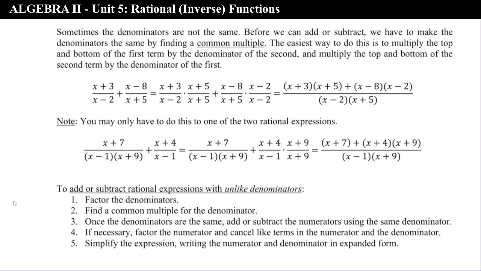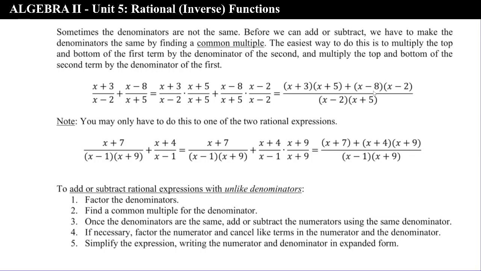Okay, so for example here, we've got two different denominators in what we're adding. So we're going to multiply the top and the bottom of this first term by x plus 5, because that's what's on the bottom of the second term. And then we're going to do vice versa for the second term. Multiply the top and the bottom by x minus 2. That gives us a common denominator of x minus 2 times x plus 5. And then you just take care of doing the math on the top from there.